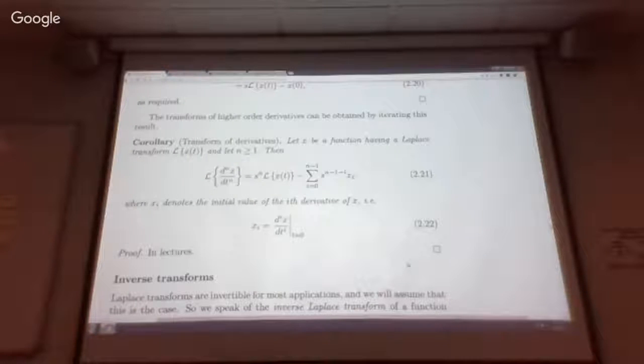Any questions about any of those properties that we quickly reviewed there? Okay, we're about to put them all together now to explain how it is we go about solving the differential equations.